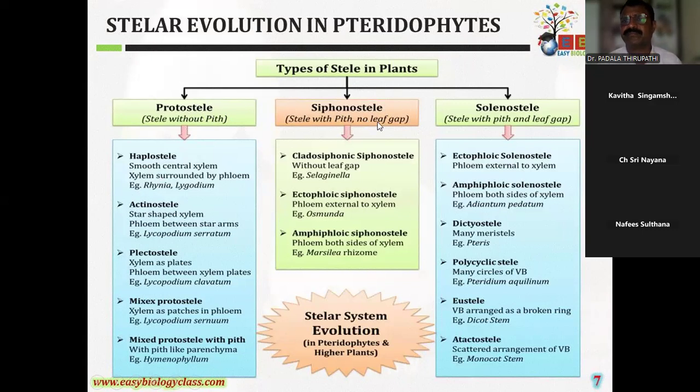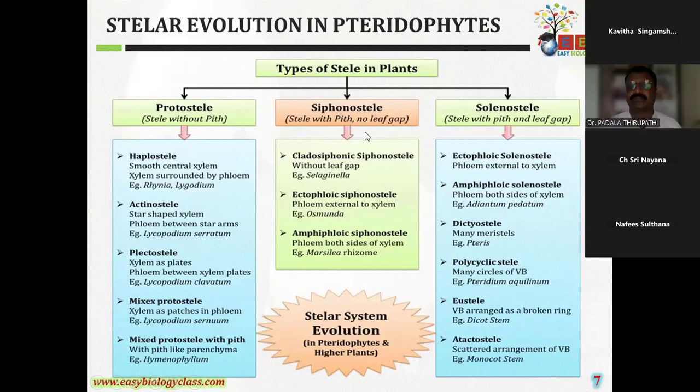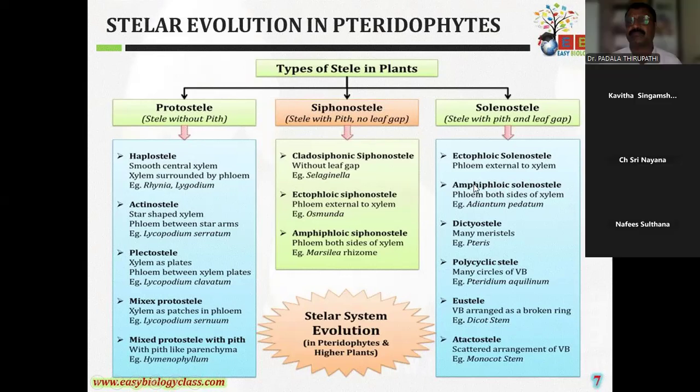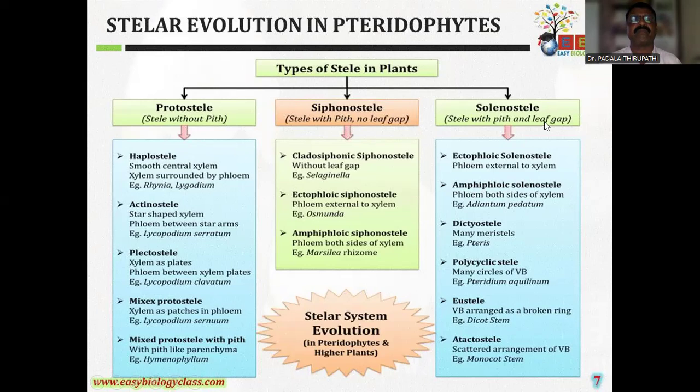Whereas the siphonostele condition, this is a condition where you can see the stelar region along with the pith, but there are no leaf traces or no leaf gaps. And whereas the solenostelic condition, this is the evolved or the advanced type of the stele in which the stele is going to have the pith and along with the leaf gaps or the leaf traces, we call it.